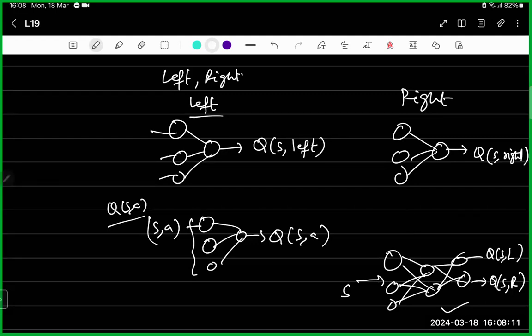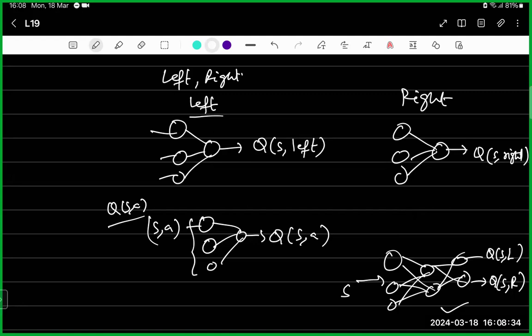You can model it differently based on your convenience, but the last one is more popular. You just input the state features and the output will be a vector of length equal to your action space. If you have three actions, the output layer should have three neurons so that it outputs all the possible Q values for that particular state.